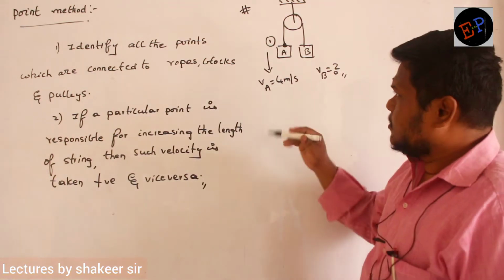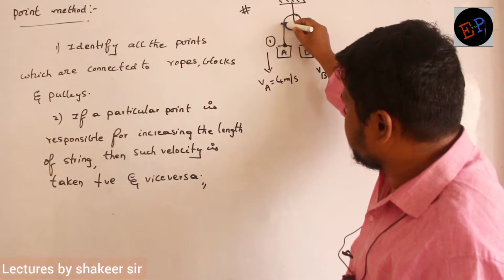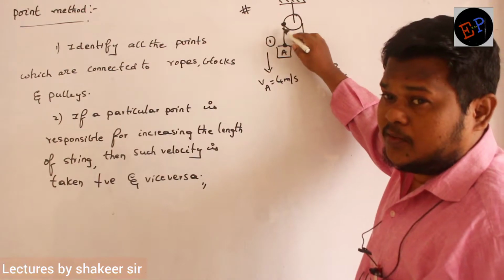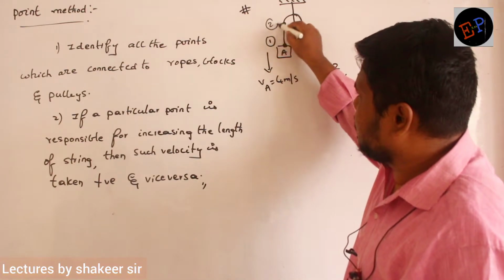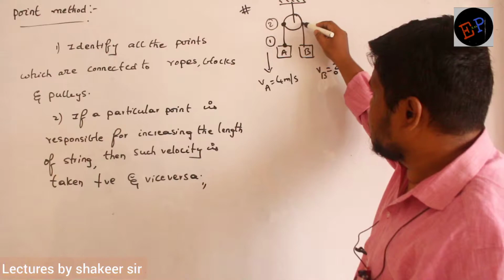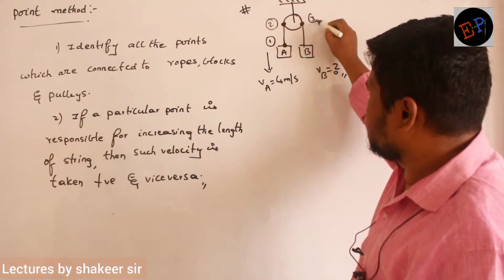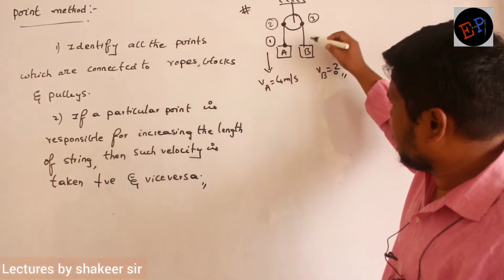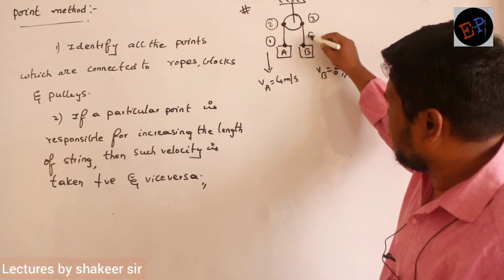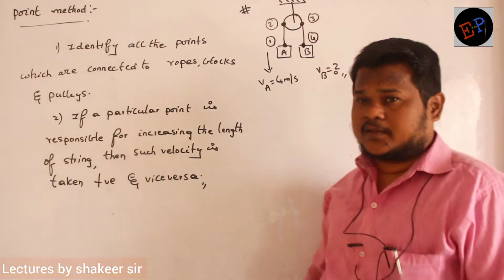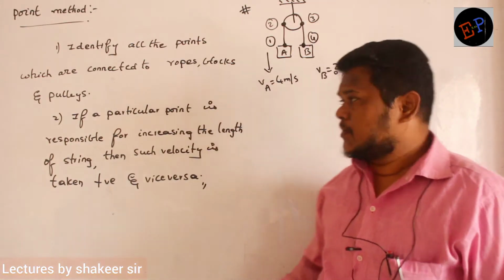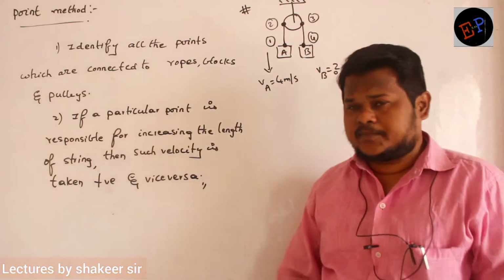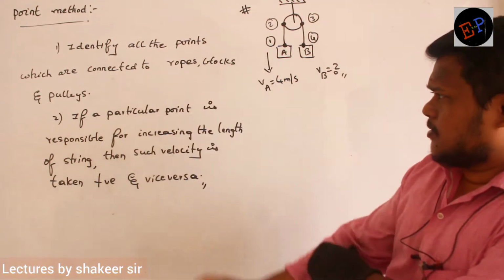Then you take another point. So you take this point. This is also connected to rope and pulley. So this is my second point. And you go to another position. So this is point number 3. So here also rope and pulley are connected. Similarly, you come to here. Here what are connected? Rope and block are connected. So totally how many points did I get? 1, 2, 3, 4 points I got. Okay. So first step is completed.